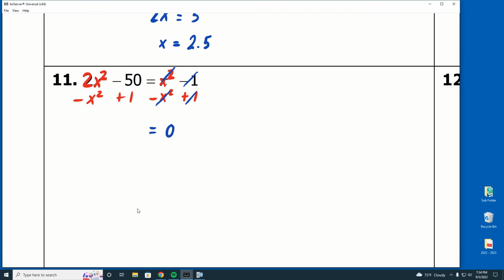So here it is. 2x squared minus 1x squared is 1x squared. 2 minus 1 is 1. The variable stays the same. Negative 50 plus 1 is negative 49.